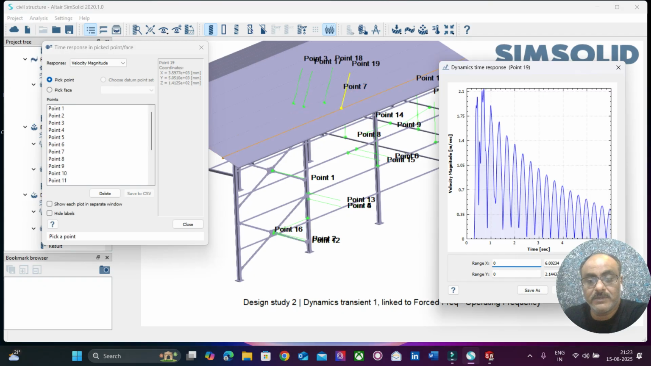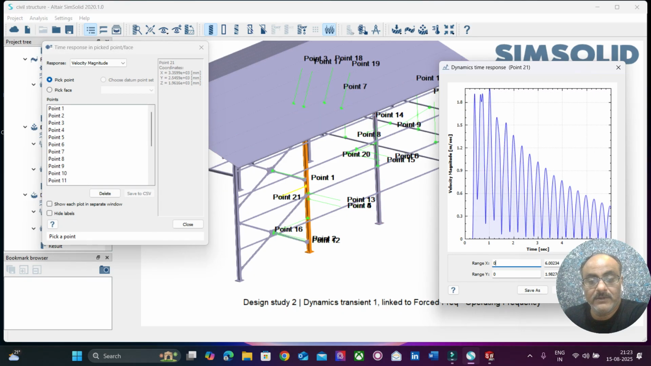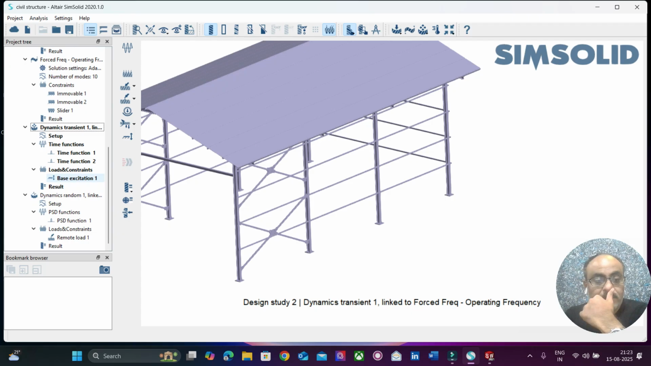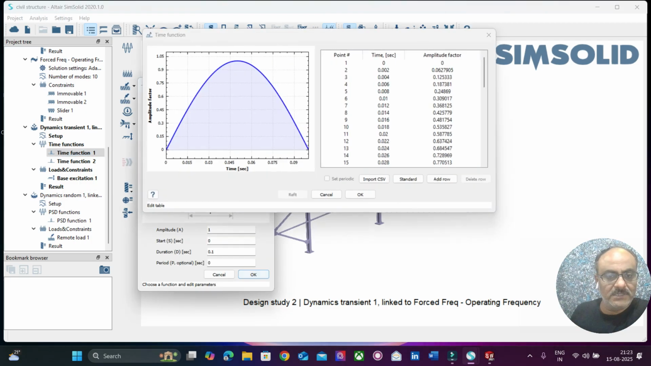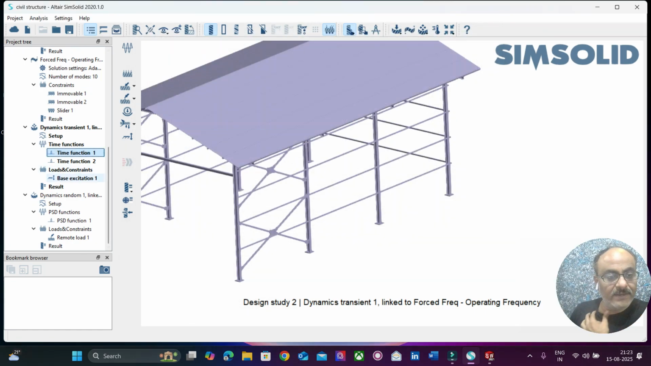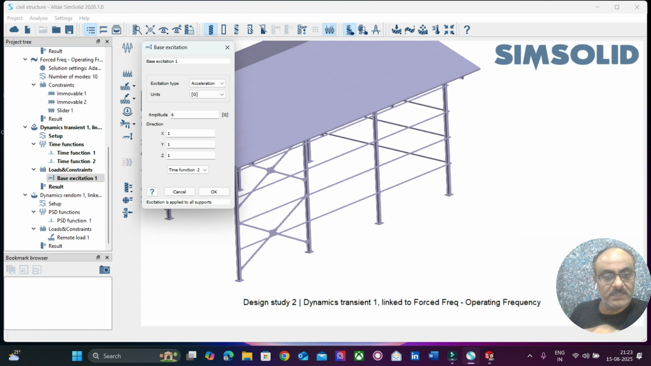So for each member you can find out, and now we can also find out the resultant of it. So now this is with a time function. We are giving an impulse. The time function is defined as a half sine wave, and then we have a base excitation, and the base excitation is in terms of acceleration due to gravity. So we are giving a 6g force in all three directions, x, y, and z.